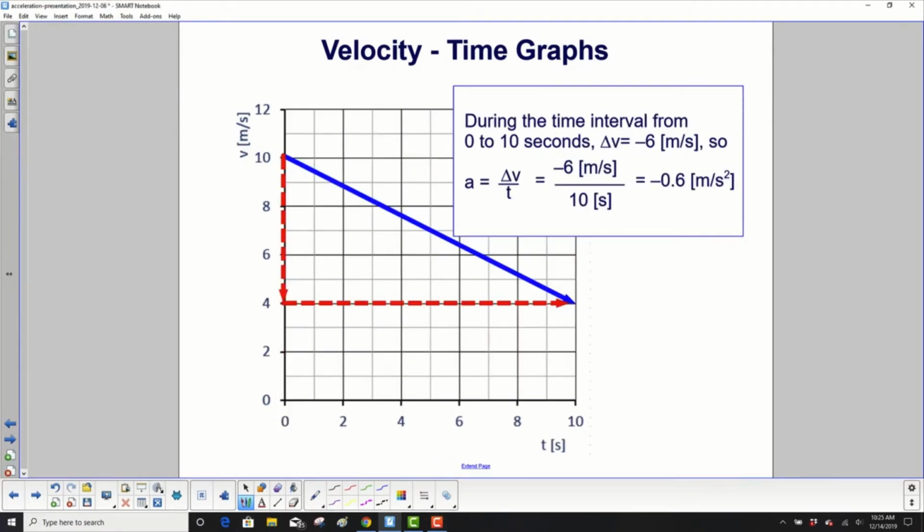How would we show a negative acceleration? Well, hopefully we can think that it will be a negative slope. So we have our blue line over here, which does have a negative slope, so it looks like we're on the right track. And what's our change in velocity?